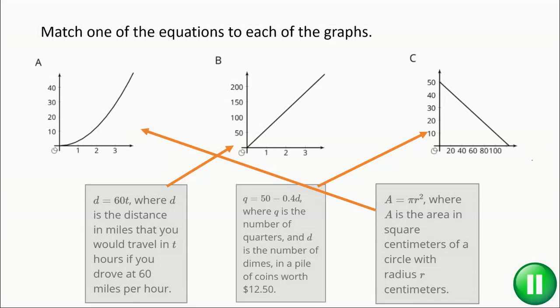See, a linear graph goes in a straight line up like this or down like this, but never like this. So as you can see that it's curved a little bit, you can see that this one will definitely match with A. All right, very good.